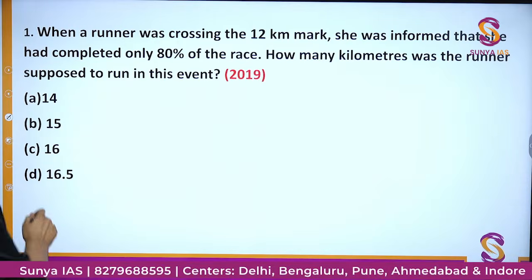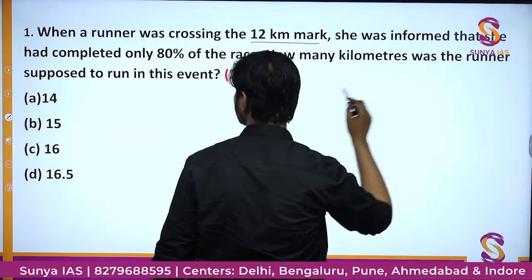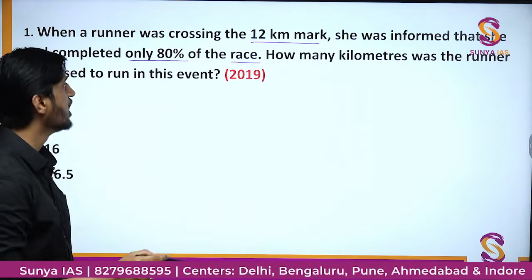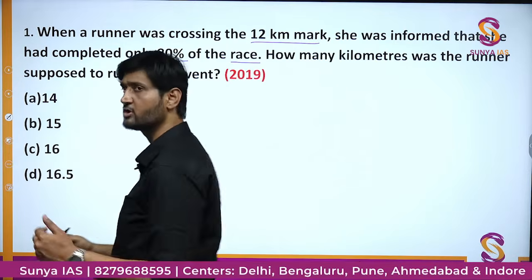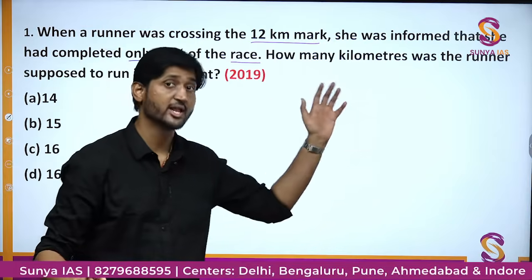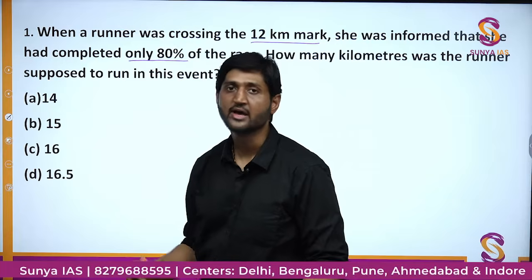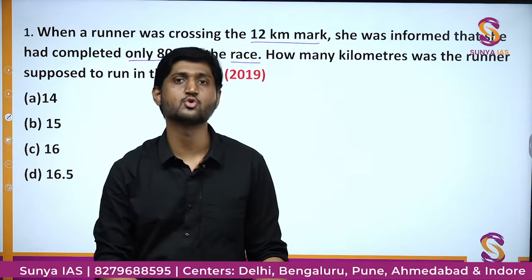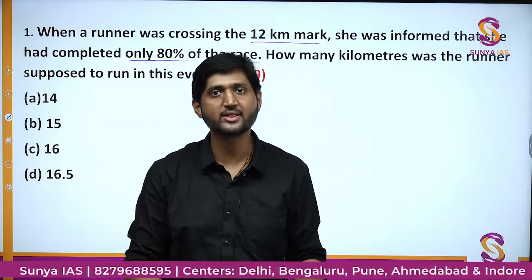So here we have a question. Let me just read it. When a runner was crossing the 12-kilometer mark, she was informed that she has completed only 80% of the race. Then, how many kilometers was the runner supposed to run in this event? So, what is going on in this question, if you understand the scenario, is there is some race going on, there is an athlete, and when that athlete is covering 12 kilometers of the race, then she is told by some people that she has actually covered 80% of the race. Okay, that is the basic idea.